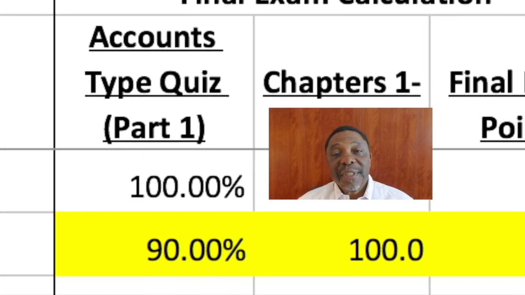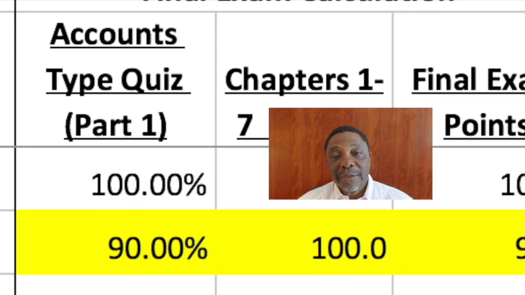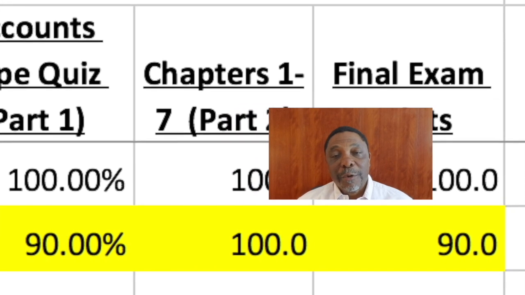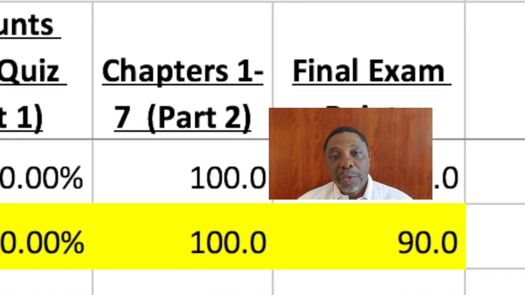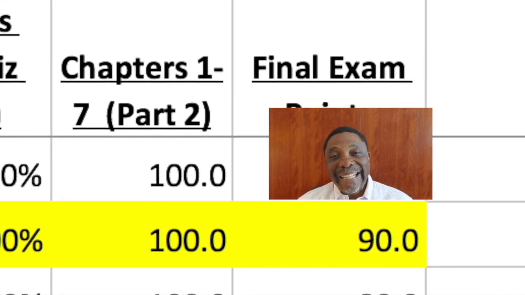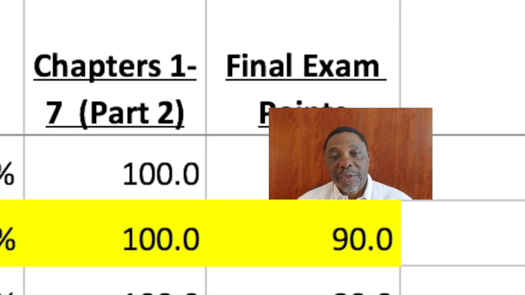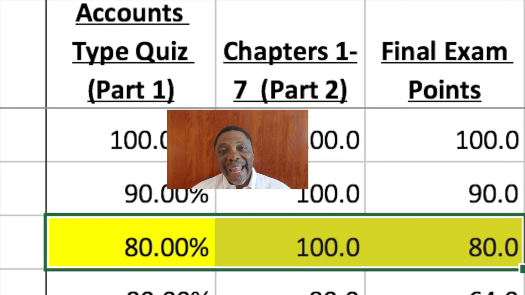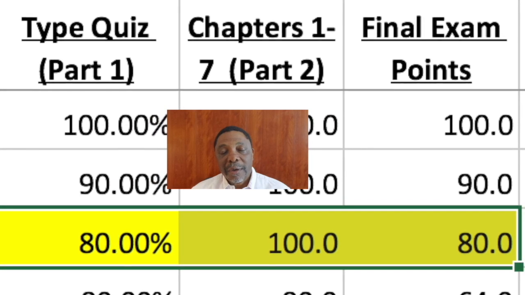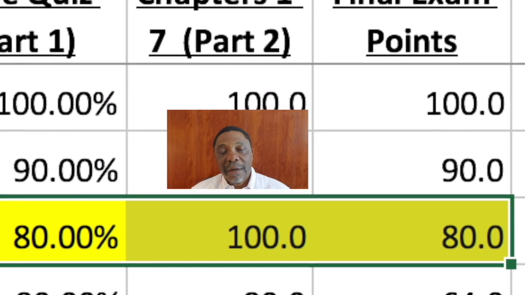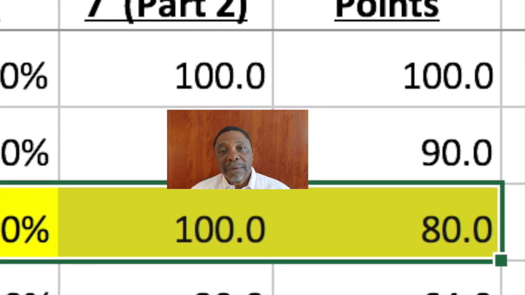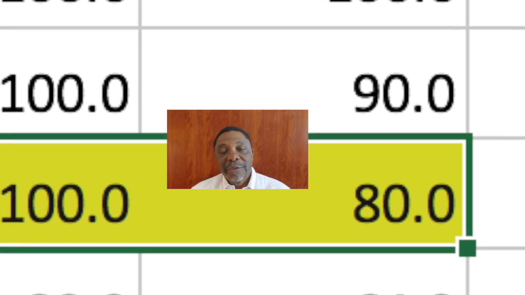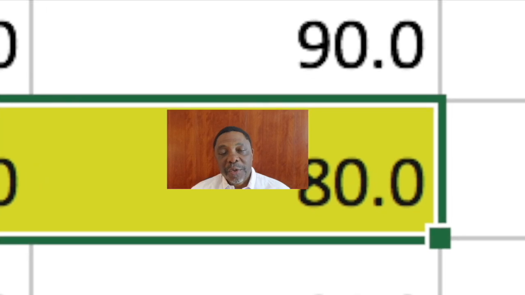If you receive 90% for your accounts type quiz, part 1, and you receive 100% for part 2 of the final exam, you will receive 90 points added to your course point total. If you receive 80% on your accounts type quiz, part 1, and you receive 100% on part 2, you will earn an additional 80 points for the final exam that will be added to your course point total.